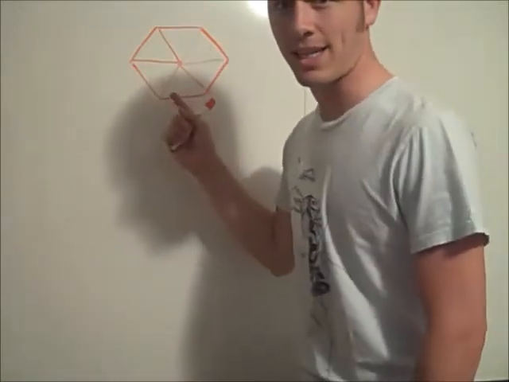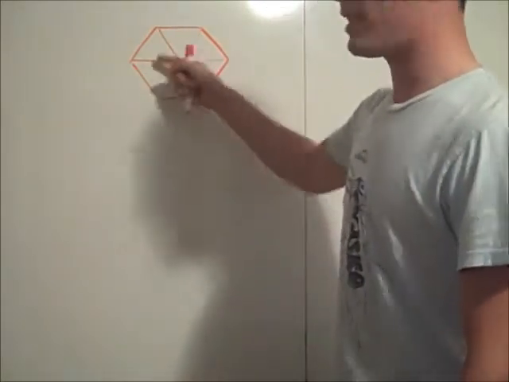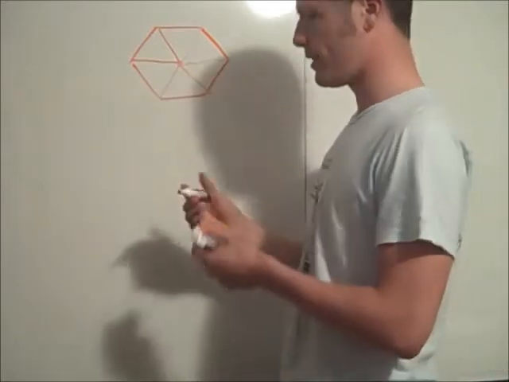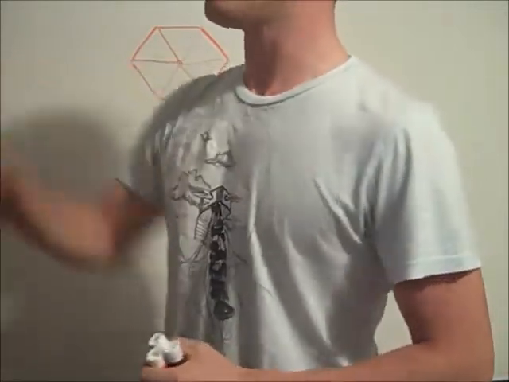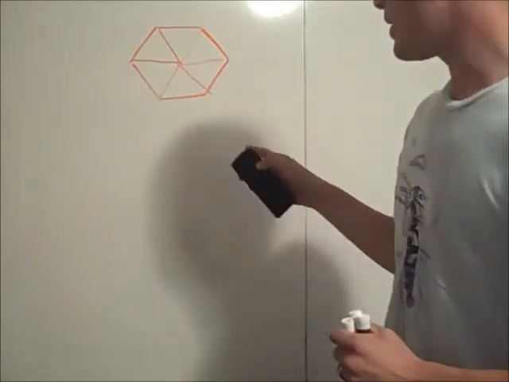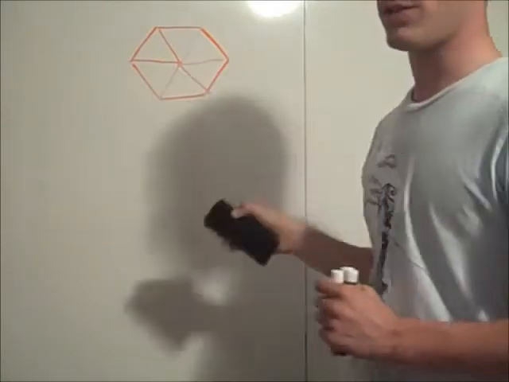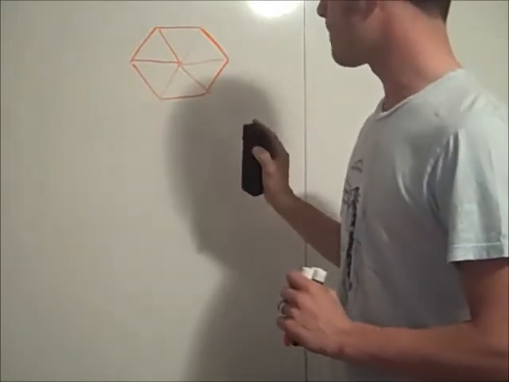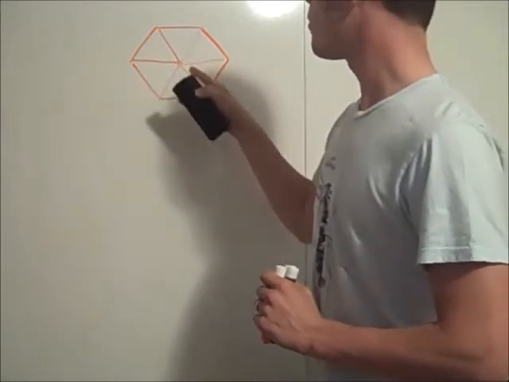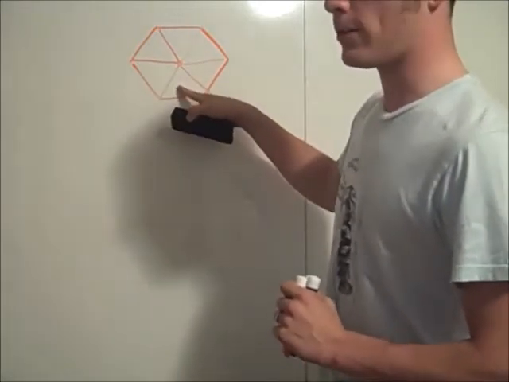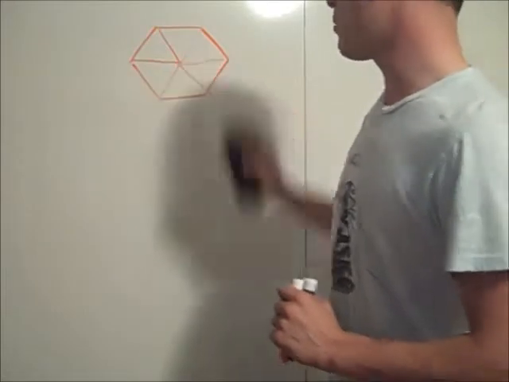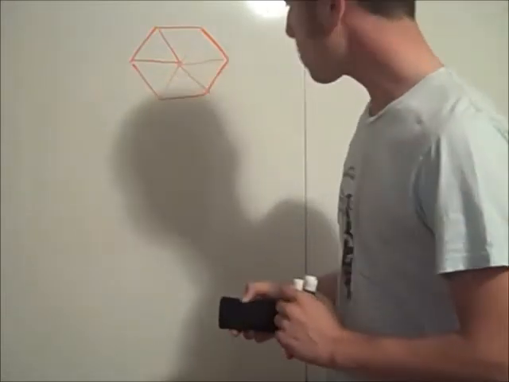So in the case of a hexagon, there are 6 of those triangles because there are 6 sides. For an octagon, there would be 8 of those triangles. For a pentagon, there'd be 5 of those triangles. So what we're really trying to do is take the area of one of those triangles and then multiply it by the number of triangles there are.